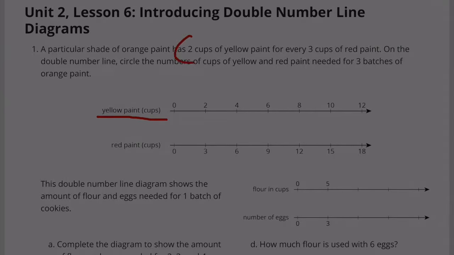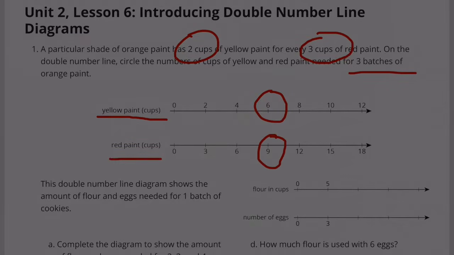For one batch, you need 2 cups of yellow paint and 3 cups of red paint. So for 3 batches, you'd multiply 2 times 3 to get 6, and 3 times 3 to get 9. So you'd need 6 cups of yellow paint and 9 cups of red paint to make 3 batches of orange paint.